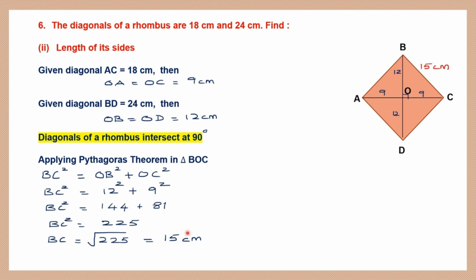And what is BC? BC is one of the sides. Remember, if this is 15, all four sides are 15. So we have found the length of its sides, and that is 15 centimeters. So BC, the length of its side, is 15 centimeters. We can write it here. This is our answer.